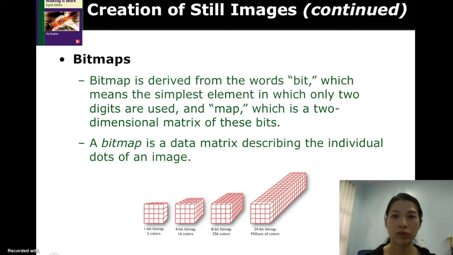Bitmap is derived from the word bit, which means the simplest element in which only two digits are used, either 0 or 1. In computers, we always use 0 to mean no, not to go, nothing, and 1 means yes. And map is a two-dimensional matrix of these bits. So a bitmap is actually a data matrix describing the individual dots of an image. When you were doing Photoshop and you zoomed in, you could see that a straight line is not exactly straight, and the combination of small dots makes up your picture.